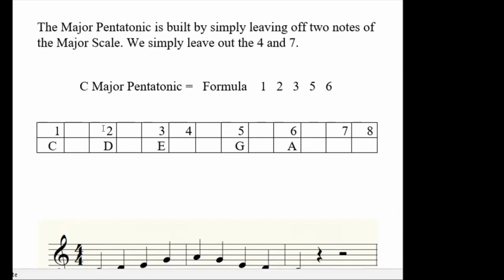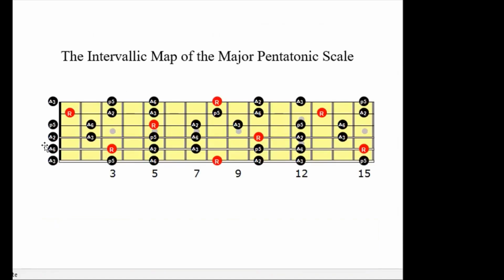We have a C to D, that's our 1, 2, 3, E, no 4, so there's no F in there. We have a G, which is the 5th, A, which is the 6th, no 7 or 8. So our formula is 1, 2, 3, 5, 6. In the key of C major, we take our C, D, E, G, and A. Here's the intervallic map of the major pentatonic scale.